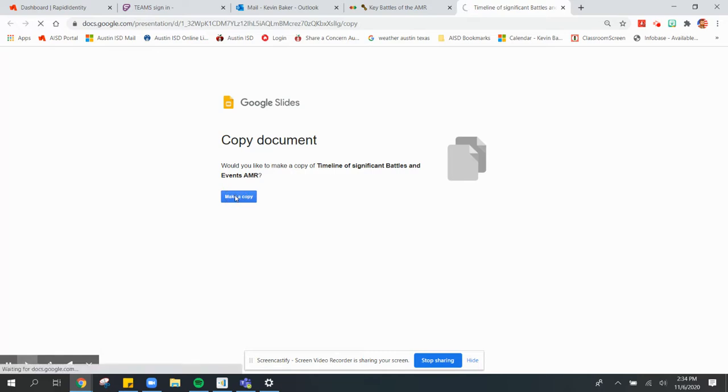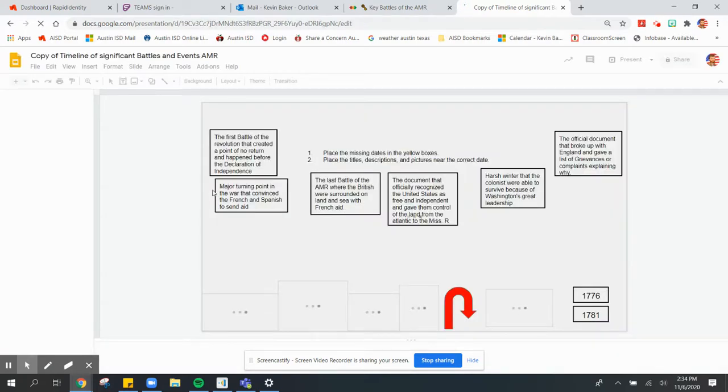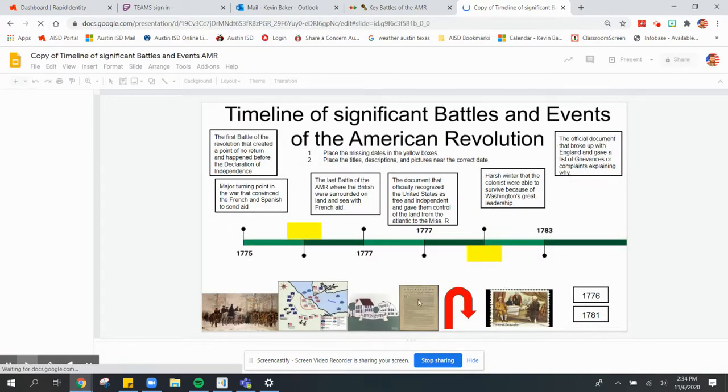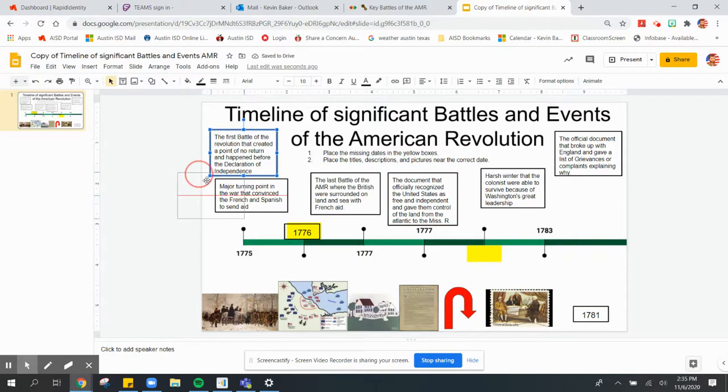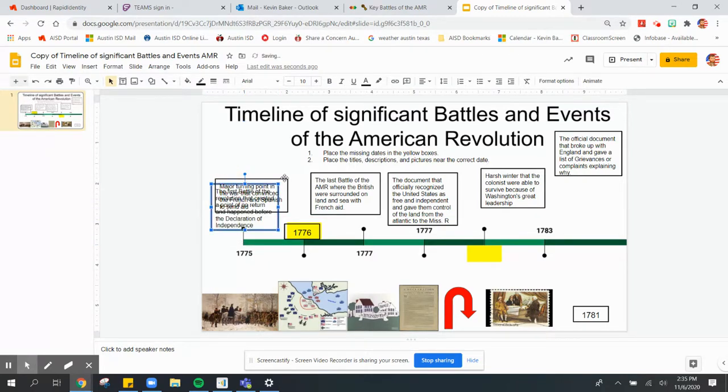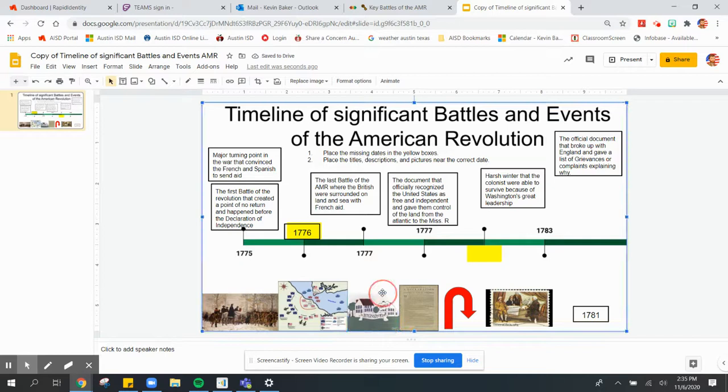create a copy of this document. What you're going to be doing with this is dragging and dropping the pictures, the dates, and the information above the descriptions to the correct places on the map. So the first battle is going to go right here at the beginning. You covered this up, but you can move this one around too. That one's going to go somewhere on the timeline. And here's the picture for the first battle as well.